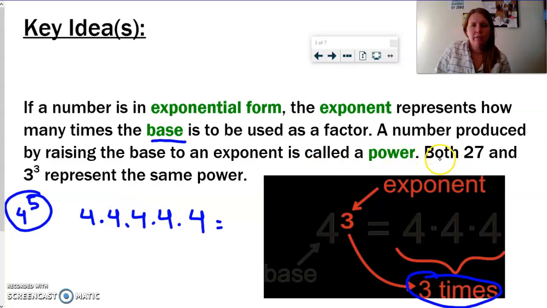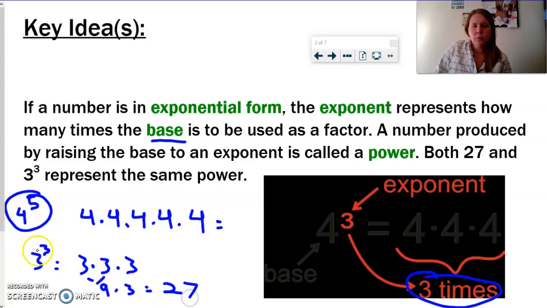The only other thing they have in here says both 27 and 3 to the third represent the same power. So they're saying 3 to the third is the same as 3 times 3 times 3. 3 times 3 is 9, times 3 is 27. So what they're saying is 3 to the third is the same thing as 27, or means the same value.